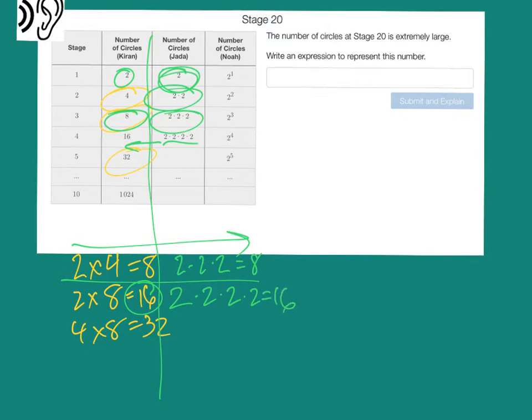The last one that we were looking at was 4 times 8 to equal 32. So again, I know I'm getting messy with my circles, but 4 times 8 to equal 32.